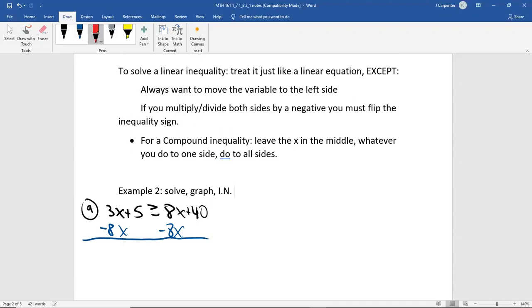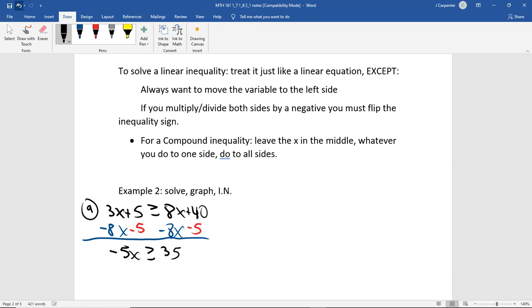Now, since I'm moving the variables left, that means the constants go right, so I need to subtract 5 on both sides. You can do that in one step or two steps, it's up to you. 3x minus 8x is negative 5x, then is greater than or equal to. The 8x's cancel, the 5's cancel. 40 minus 5 is 35.